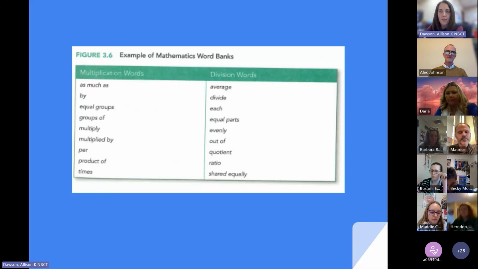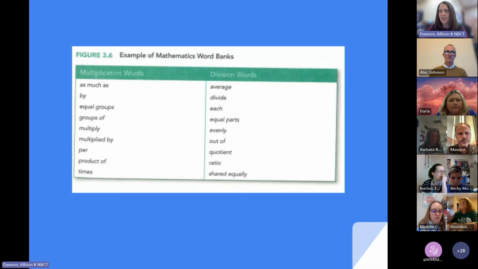All right, the next slide has word banks. Again, I think this example is our math words, multiplication and division, but this can easily be adjusted to have those pictures or other visuals when needed.